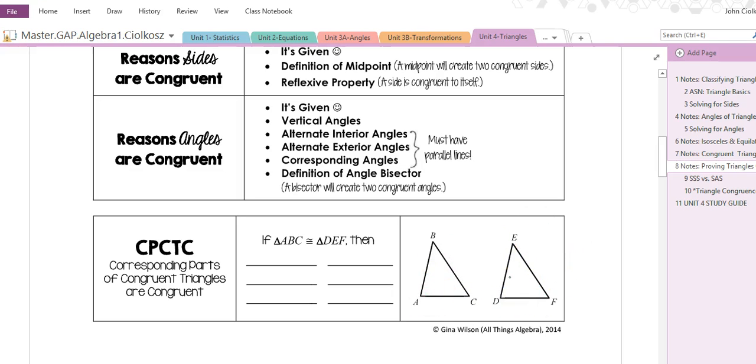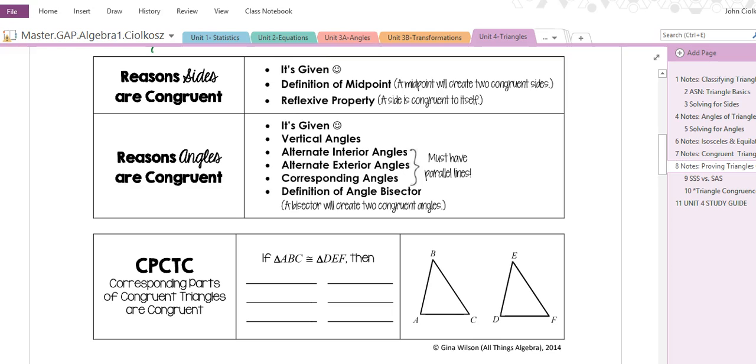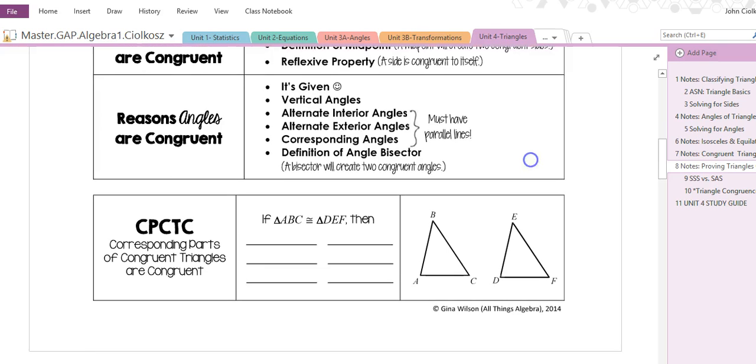Angles, again, we could have a given. We could have vertical angles, all of our parallel line things here, and our bisecting ideas. So again, if you're seeing some confusion here with these angles, go ahead and take a look back at 3A, where we talked a ton about those.